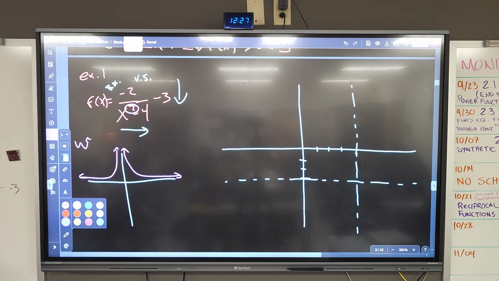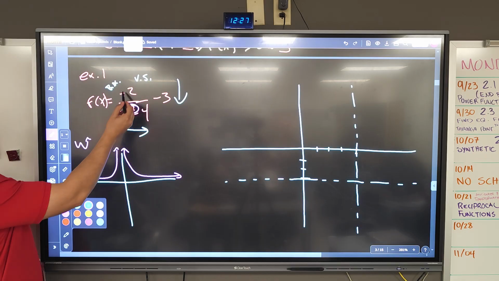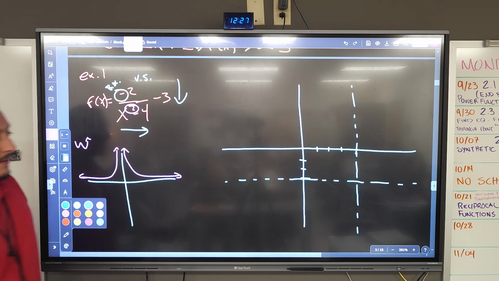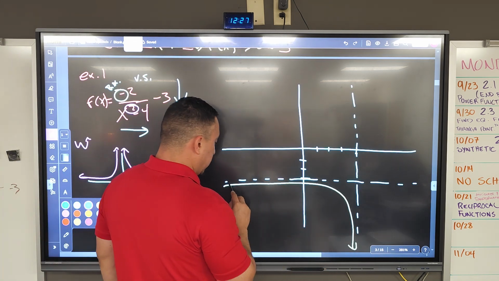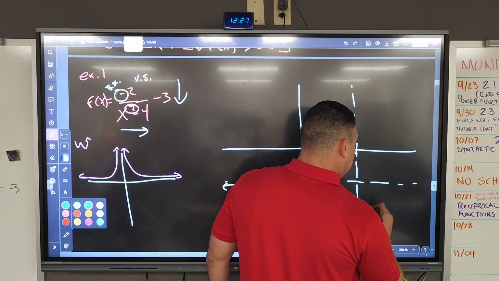So we're going to do the asymptotes first. That's how you do these. Now, it would look like this normally, but we have a negative in the front. So just literally flip it upside down. Okay, so it's going to look like this. This one's even.